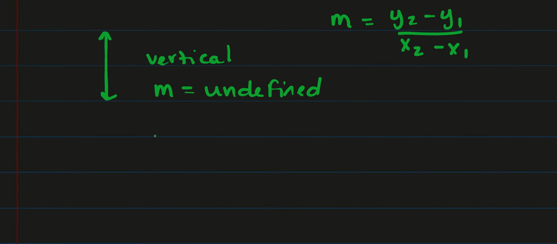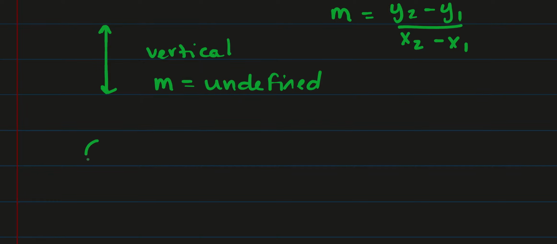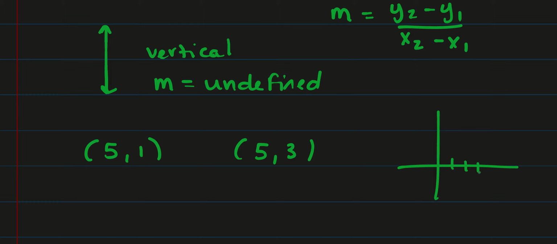Let me give you an example. Let's say we have the points (5, 1) and (5, 3). If you graph these 2 points, (5, 1) would be here, and (5, 3) would be here. So the line going through these two would be straight, like a vertical line.